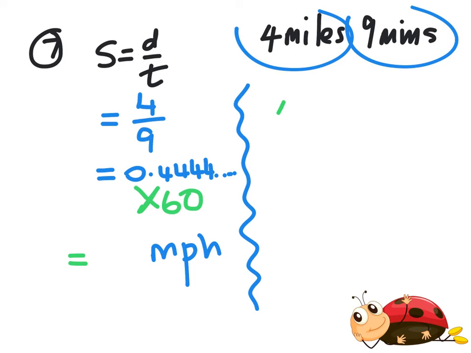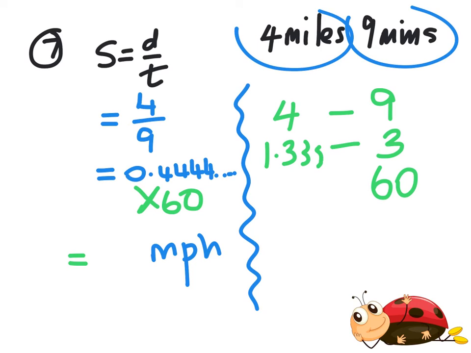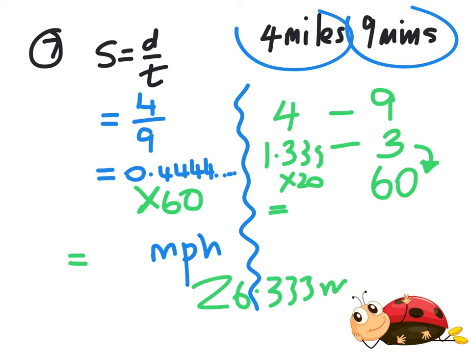The other way of doing it is if you go 4 miles in 9 minutes, then we want to work out how far you'll go in 60 minutes, because that's an hour. So to divide 9 by 3, and I divide 4 by 3, then I get 1.33333. And how do I make 3 up to 60? I then times that by 20. So it's a slightly different method, but you'll get exactly the same answer no matter which way you do it. And the answer to my question is 26.33333 if anybody's interested.